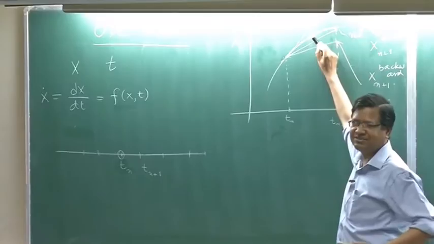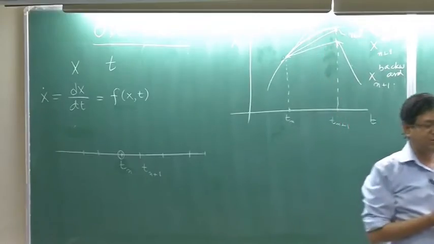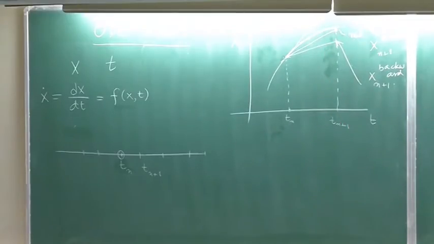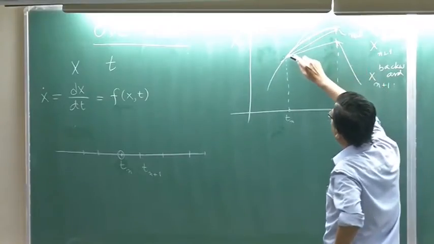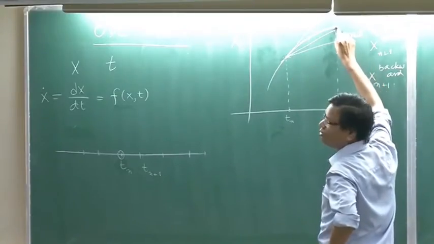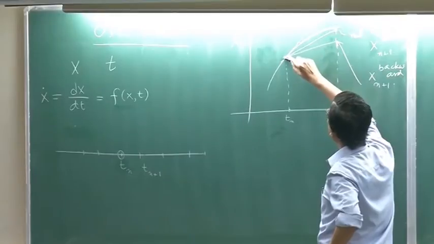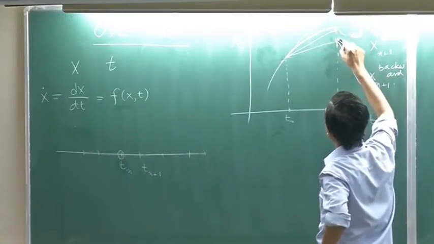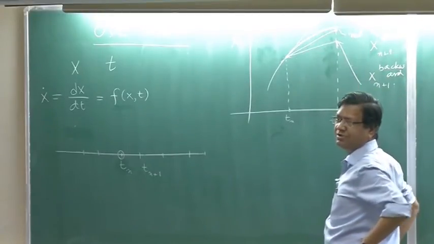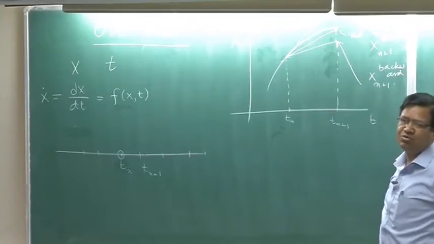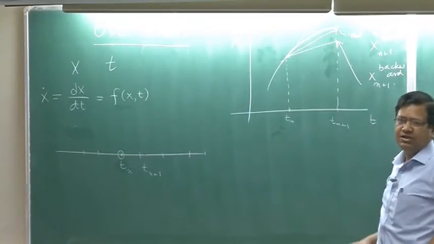These are very cute tricks people have devised, and you try to do as well as possible. One can also take the average of the two slopes. This slope is an overestimate, this slope is an underestimate, so do the average. That's like the trapezoid rule. So these are various rules.